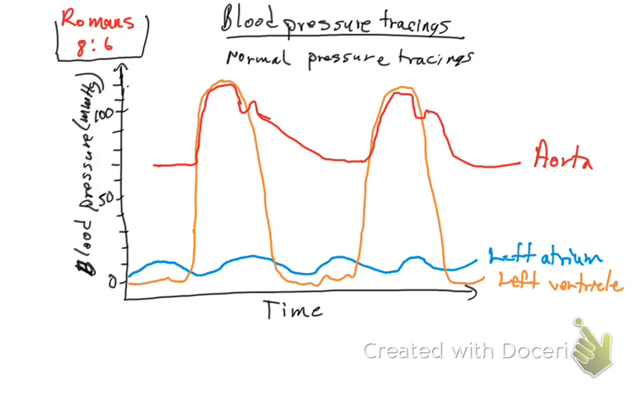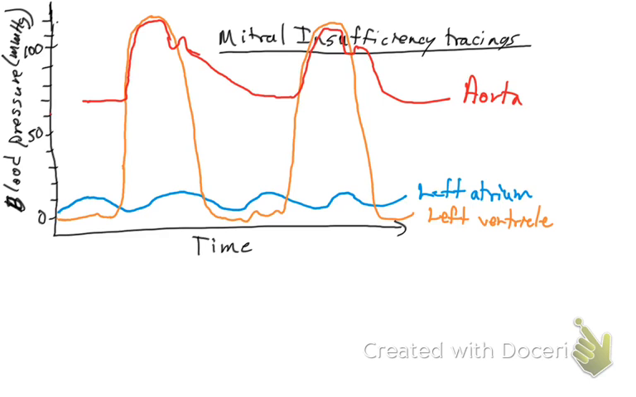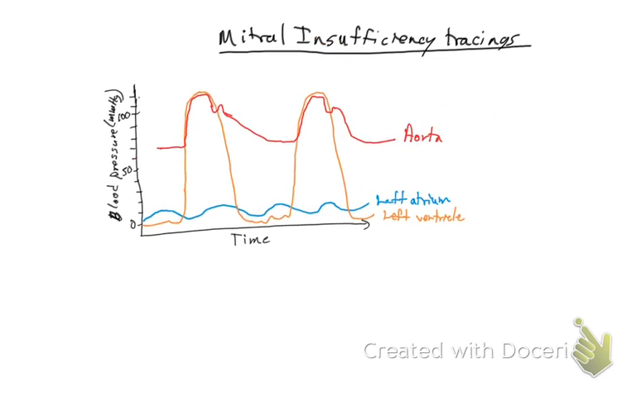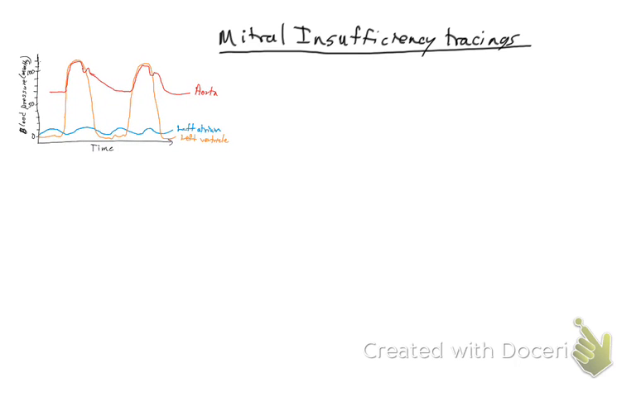insufficiency. Okay, so let's just open a new slide, and then we're going to talk about mitral insufficiency tracings. But I will copy the normal that we saw. I will paste it here. I will keep it here on this corner. This is the normal. Okay, this one is the normal one.